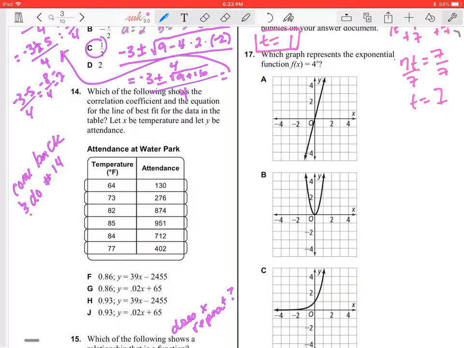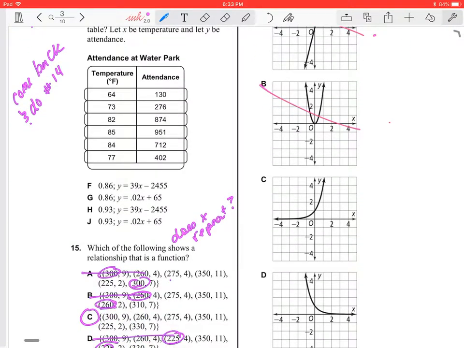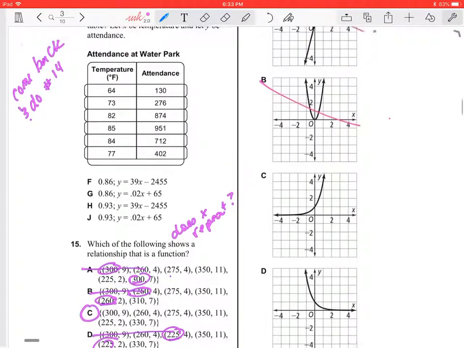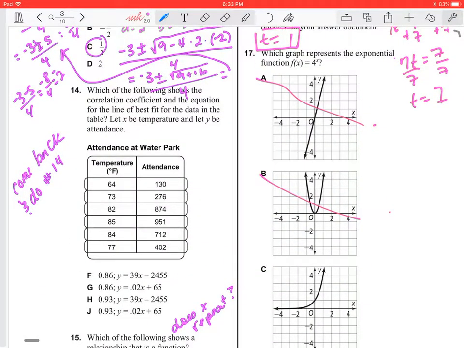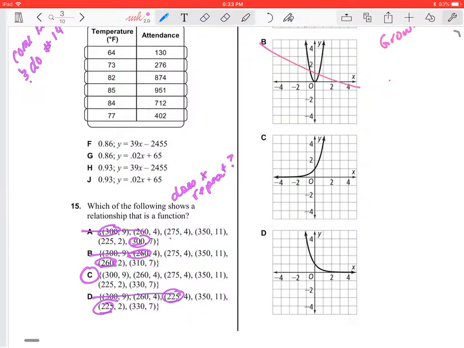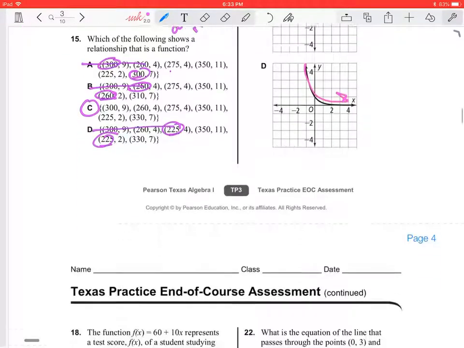Problem number 17. It says the graph represents an exponential function, f of x equals 4 to the power of x. So A is not it, because it's not a quadratic. B is not it. Now our only chances are C or D. Let's look at our graph. Our b value is greater than 0, so it's growth. So it has to be C, because D is exponential decay. Decay is going to go from left to right down. So C is our answer.